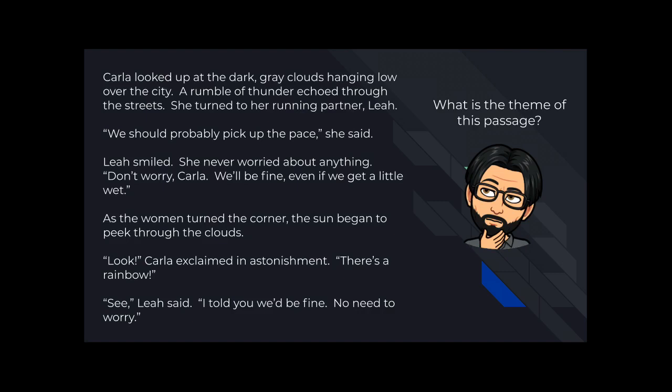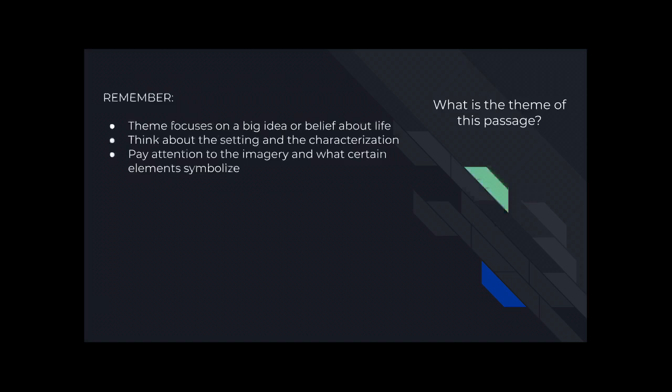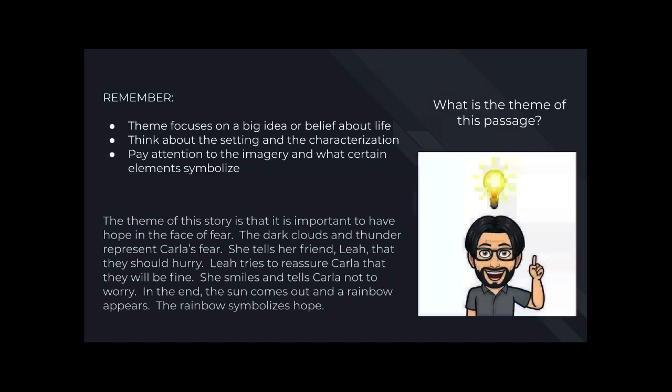As we consider this text, let's think for a moment about what is the theme that the author wants us to learn from this story. To help us determine the theme, there's some key points we need to remember. It's going to focus on a big idea or belief about life. So as we look for clues to the theme, we want to think about the setting and the characterization in this passage to lead us to make a good, solid inference on the theme. So pay attention to the imagery and what certain elements within the story symbolize.